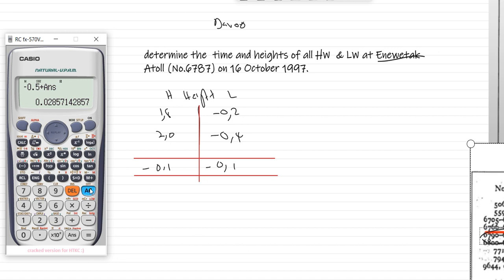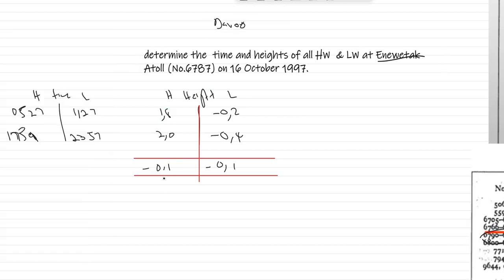If we apply minus 0.1 here, I don't need to use a calculator for that one. We're going to have 1.7, and here we're going to have 1.9, and here we're going to have 0.3, and here we're going to have 0.5. So we now have applied the seasonal change.